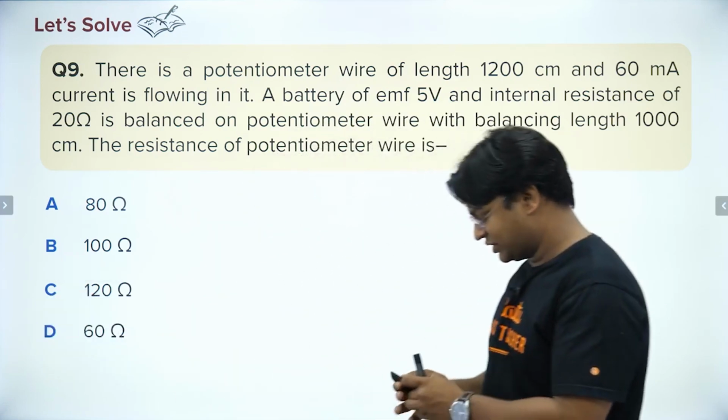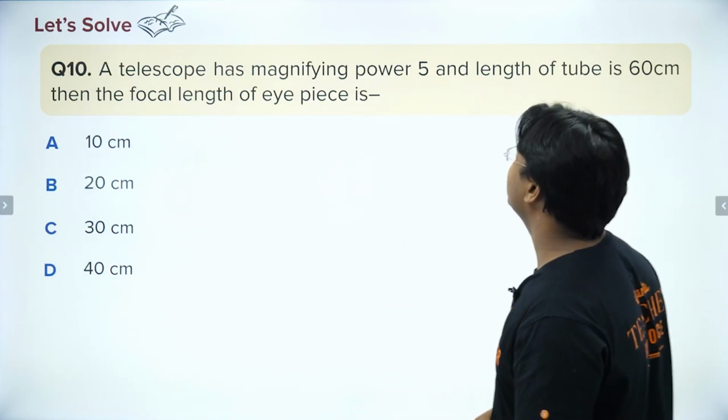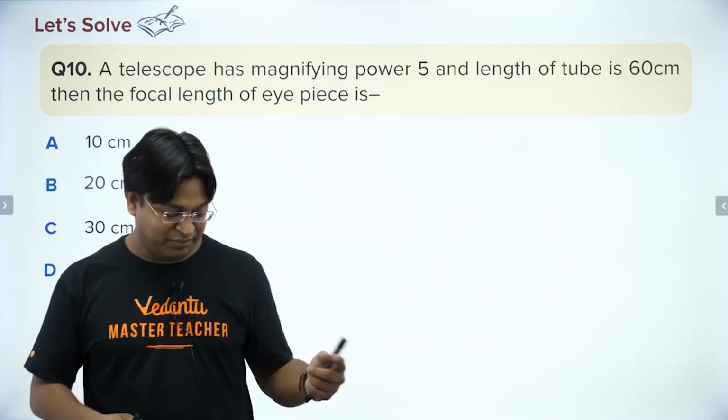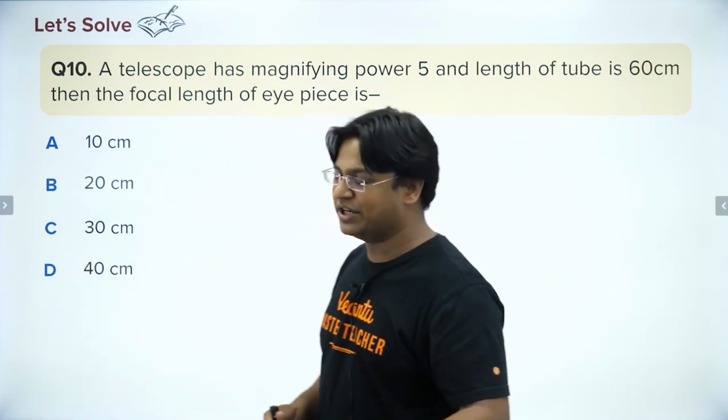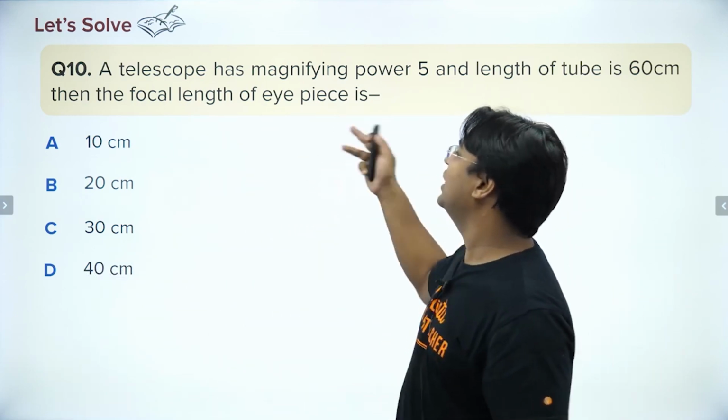Let's get to the next question now. This question says a telescope has magnifying power 5 and length of the tube is 60. Such a question appeared in the morning shift of the day before yesterday also. So the question has a magnifying power of 5, length of the tube is 60, and asks for the focal length of the eyepiece.